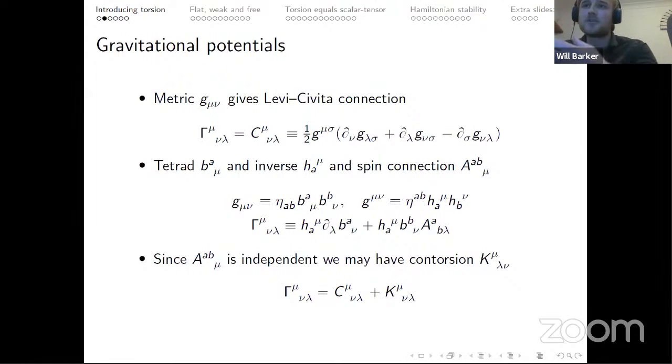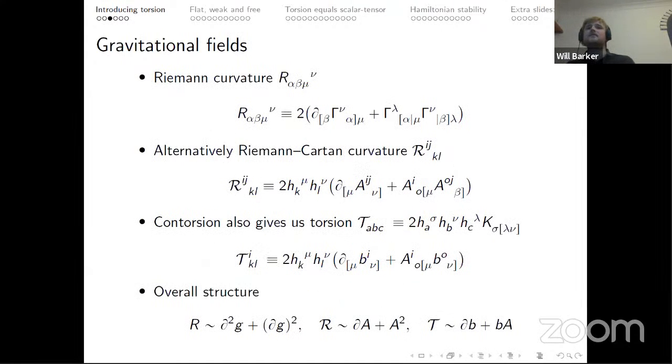So one of the more prominent ways is to split the metric into its square root, which is a pair of tetrad fields, so B and H here. And you can also have the connection free to vary. And the way we do that is we introduce this field A, which is a spin connection. And if you do that, then the final connection you get on the theory is going to be Levi-Civita plus something else. And that something else is called the contorsion tensor. And that's where the torsion comes from. So it's just by adding another set of degrees of freedom to the theory.